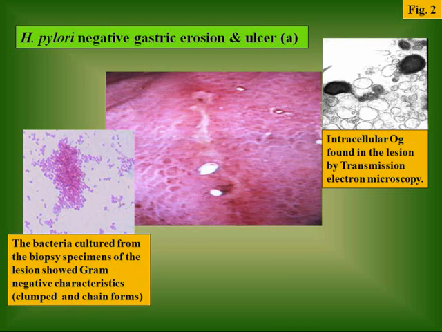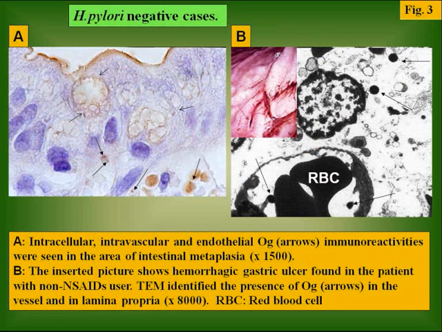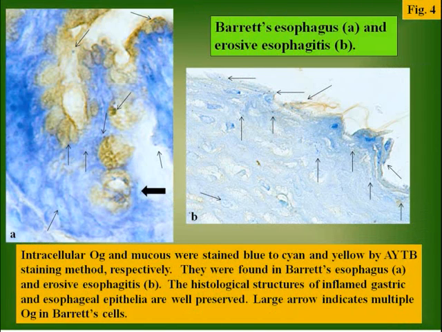The figure shows Helicobacter pylori negative gastric ulcer and erosion with isolated and gram-stained OG and intralesional OG demonstrated by TEM. The figure shows the intracellular and intravascular presence of OG immunoreactivity in the area of intestinal metaplasia. TEM from the different case with bleeding gastric ulcer erosion confirmed the findings. The figure shows the presence of OG in Barrett esophagus and in the erosive esophagitis demonstrated by a modified Alcian yellow and Toluidine blue, called AYTB, stain method.